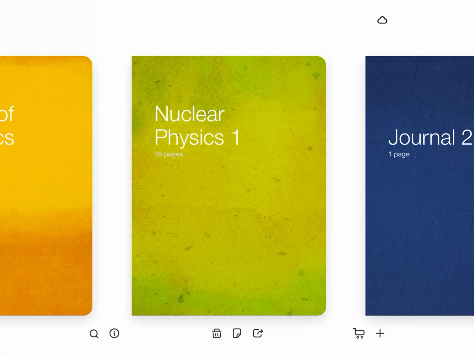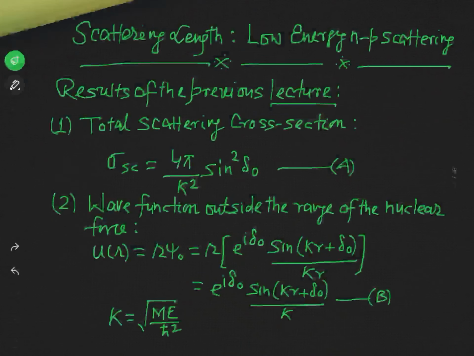Till now, we have discussed NP scattering at low energy, particularly an energy which is less than 10 mega electron volt. And we have also calculated the scattering cross section, that is the differential scattering cross section and the total scattering cross section. In the present lecture, our aim is to express the scattering cross section in case of low energy NP scattering in terms of a parameter which is called scattering length.